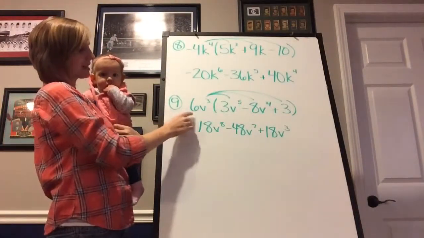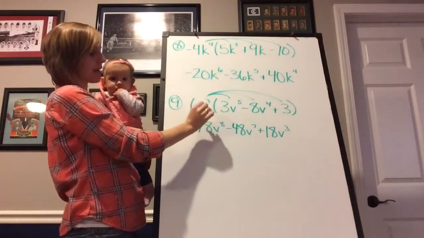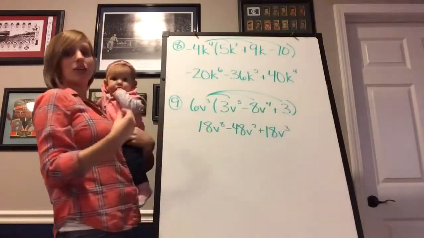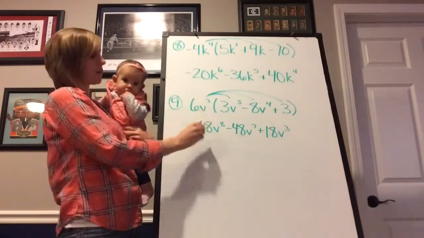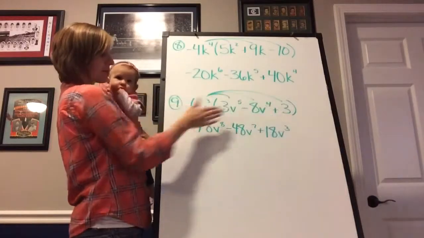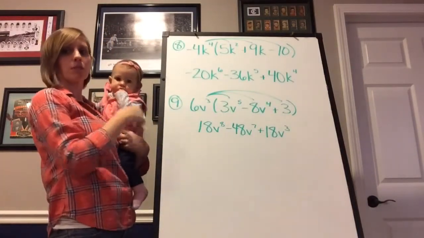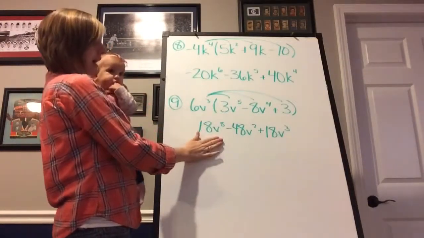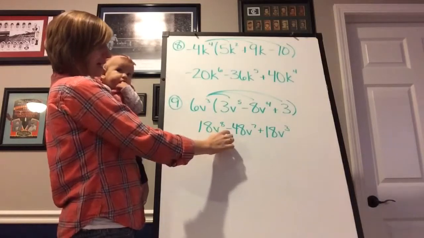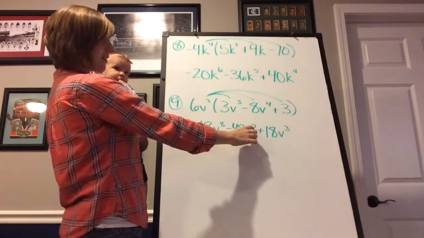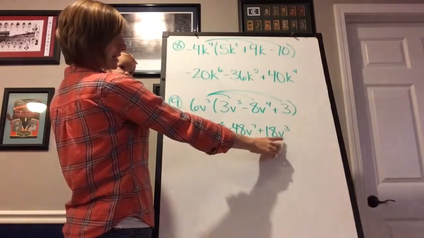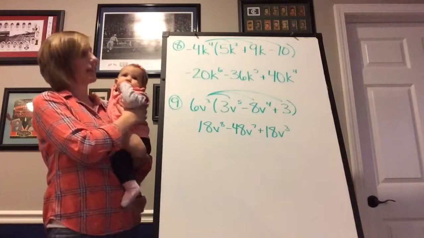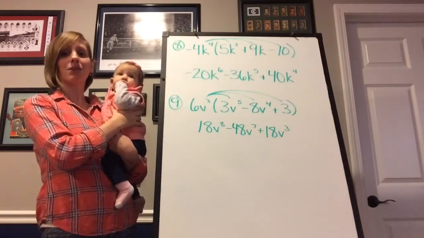For problem number 9, we had 6v to the third, and I multiplied that by 3v to the fifth minus 8v to the fourth plus 3. Again, I used the distributive property first, so I multiplied each term inside the parentheses by the 6v to the third, multiplying the whole numbers and then adding the exponents. So here, 6 times 3, we got 18v to the 8th minus 48v to the 7th, and then plus 18v to the third. So that should be your answer for problem number 9. And that's the end of our lesson on multiplying a monomial by a polynomial.